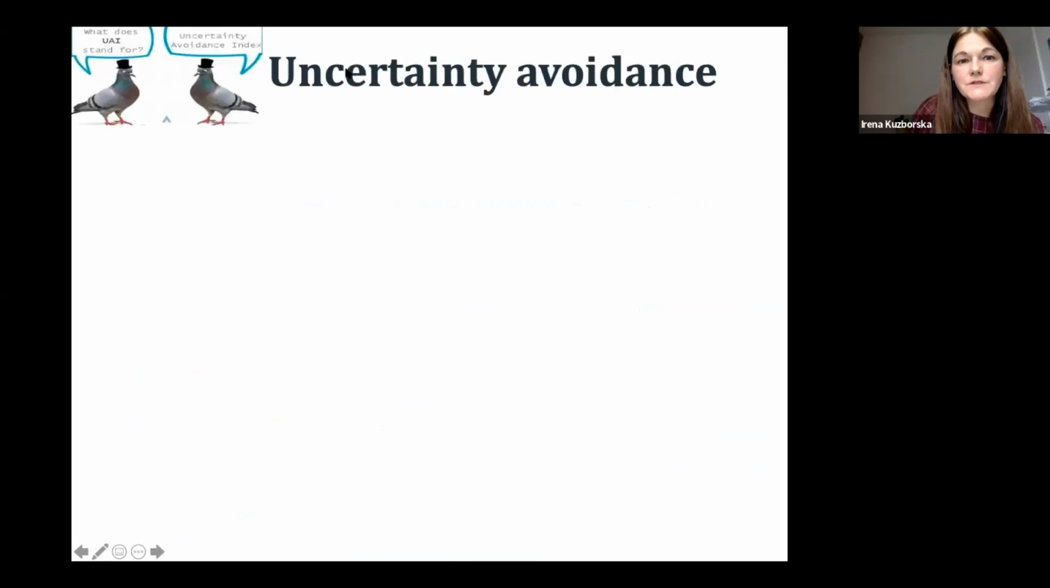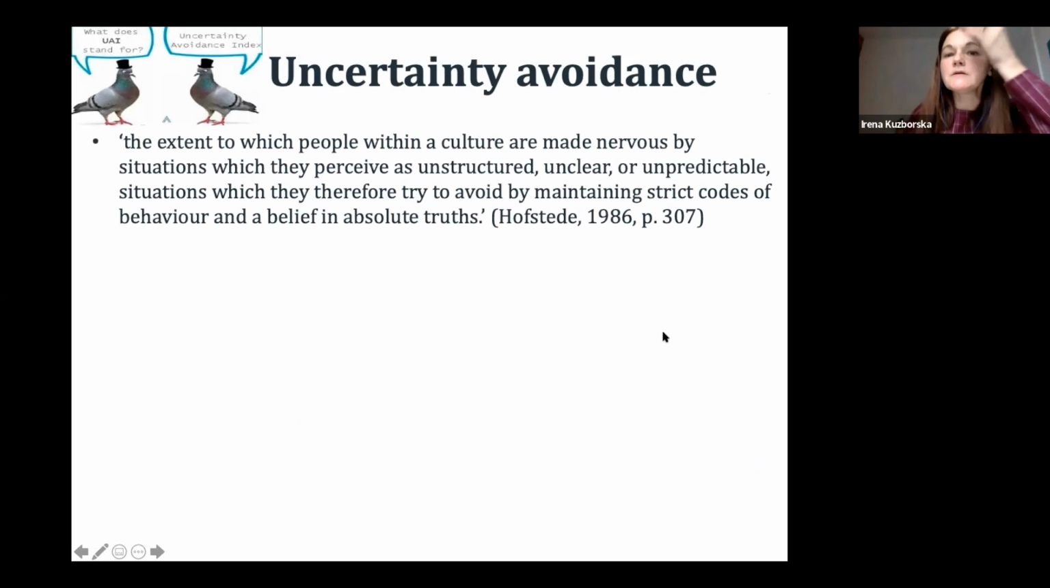Yeah, thank you. Okay, I'm aware of the timing. I'll briefly mention the last value, and I'll show you the tool that you can use to differentiate these values. The last one is uncertainty avoidance culture. It's the extent to which people within a culture are made nervous by situations which they perceive as unstructured, unclear, and unpredictable, which they therefore try to avoid by maintaining strict codes of behavior and a belief in absolute truth.